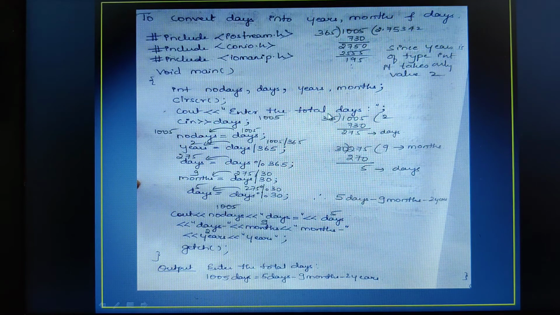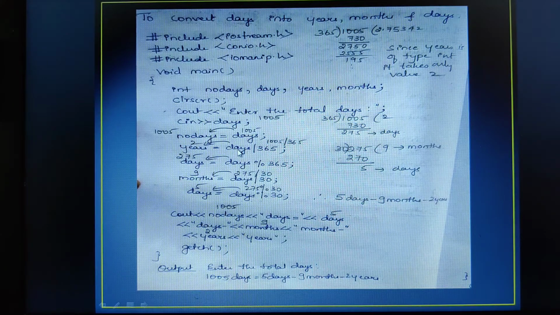Now enter the total days. Now I am entering the total days as 1005. Then what is the first logic to get the number of days? First thing is, whatever is there in days will be assigned to number of days. The same value that is there in the days variable will be assigned to a new variable known as number of days.